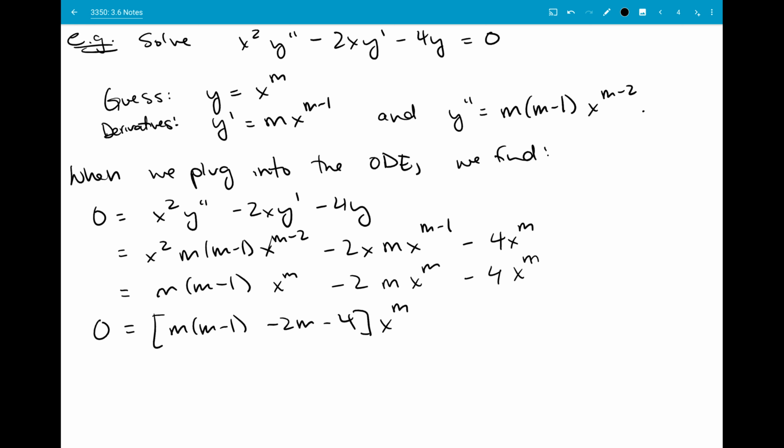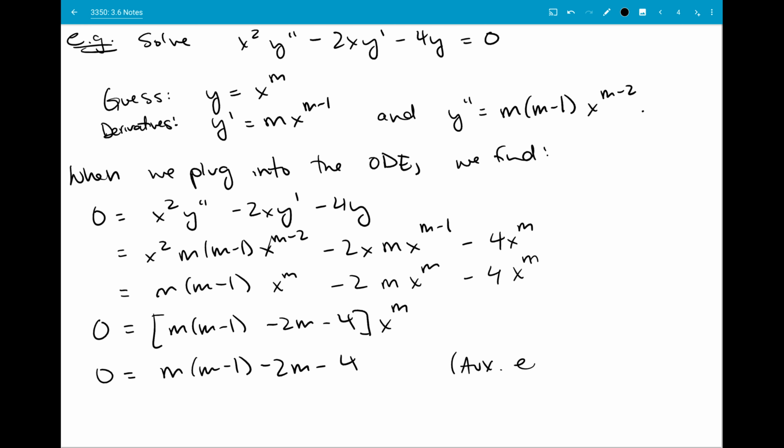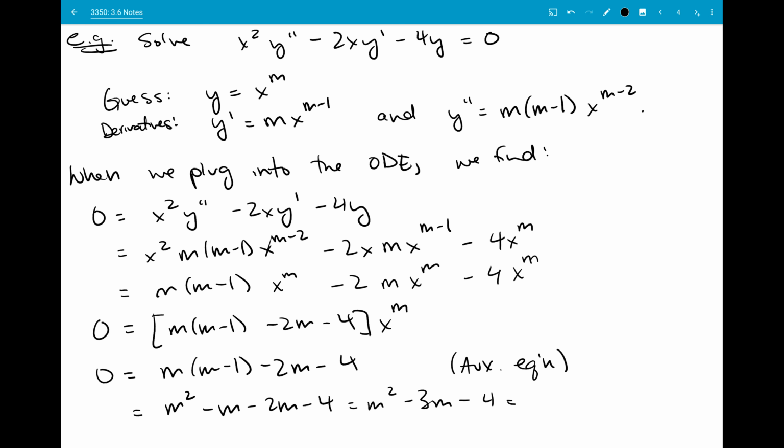And if that's going to be 0 for any value x, or you can just imagine you divide through by the x to the m, what we're going to be trying to solve is 0 equal to m times m minus 1 minus 2m minus 4. That's our auxiliary equation. And that's just m squared minus m minus 2m minus 4. So m squared minus 3m minus 4. So that's m minus 4 times m plus 1. And if we want that equal to 0, we know that the solutions are going to be m equals 4 or m equals minus 1.